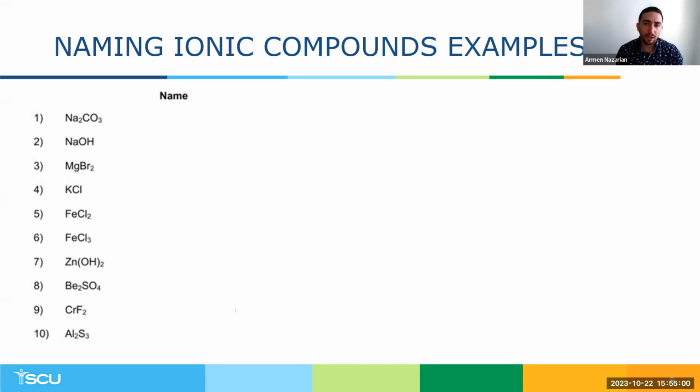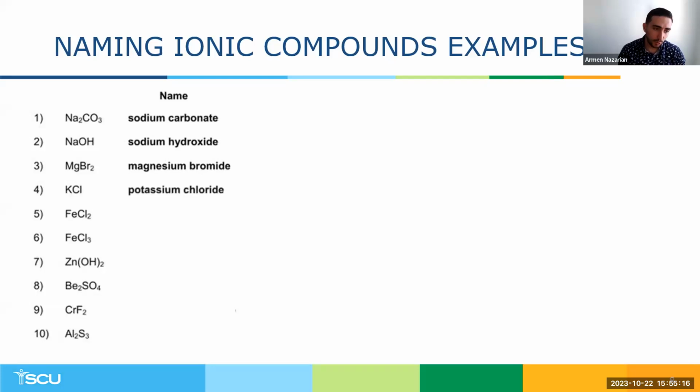How do I know this is an ionic compound? Well, I see a metal and a non-metal component. I see sodium ions and carbonate ions. So it's going to be sodium carbonate. I see sodium and hydroxide ions. It's going to be sodium hydroxide. Magnesium and bromide. Magnesium bromide. Potassium and chloride. Potassium chloride. Iron 2 chloride. Iron 3 chloride.